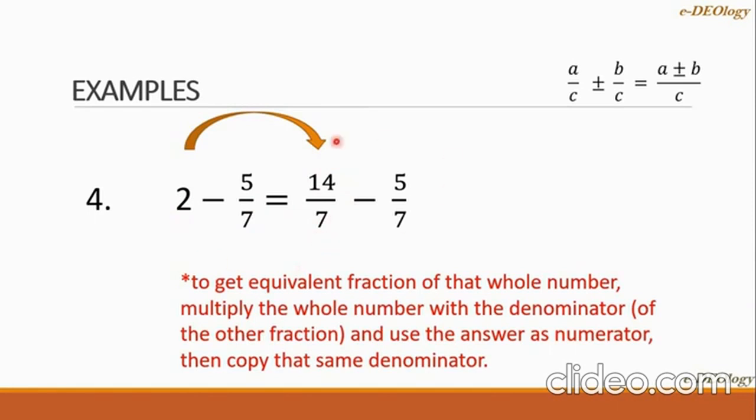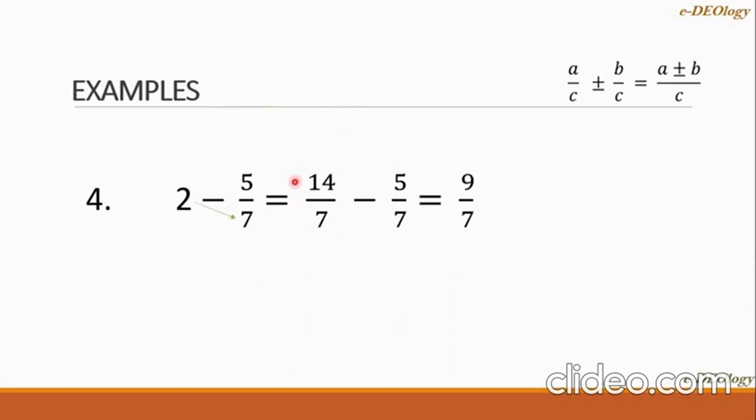So now we have two fractions here that are like. So we can now operate them. So 14 minus 5 will give us 9, and the same denominator 7 is here. Or we can again put this into a mixed fraction. It is equal to 1 and 2 over 7.